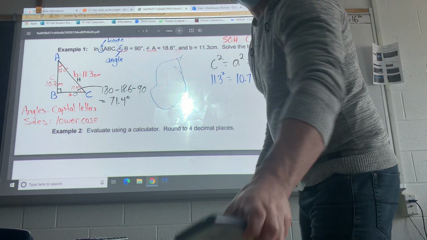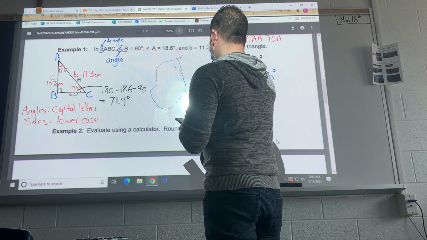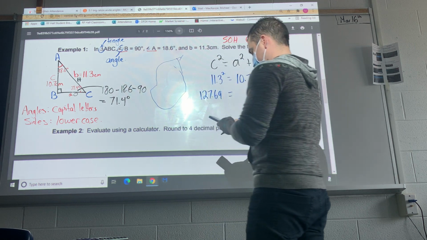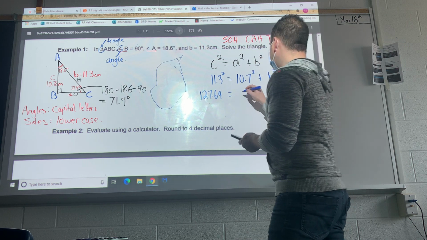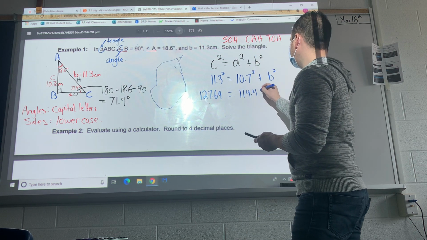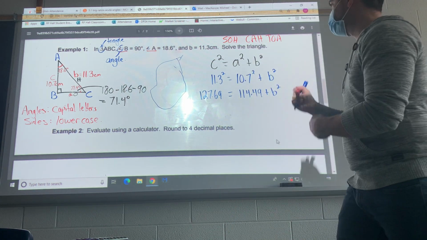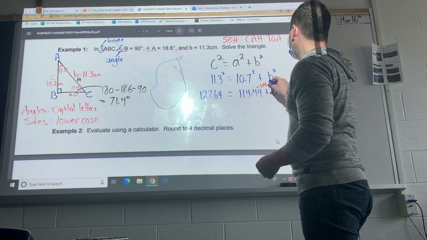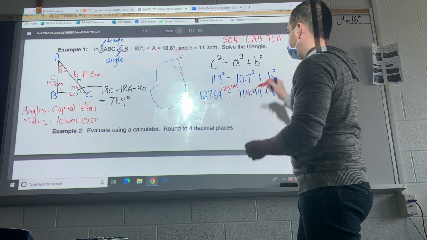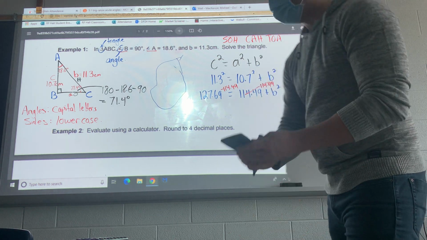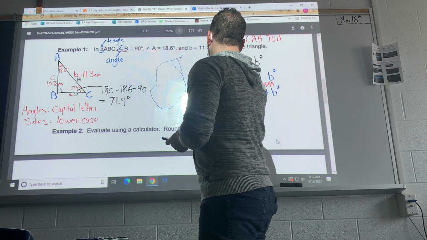Okay, so I'm going to go a little bit fast on this one. 11.3 squared is 127.69. 10.7 squared is 114.49. Then we isolate for the last side, so we're going to subtract 114.49 on both sides. We get 13.2.